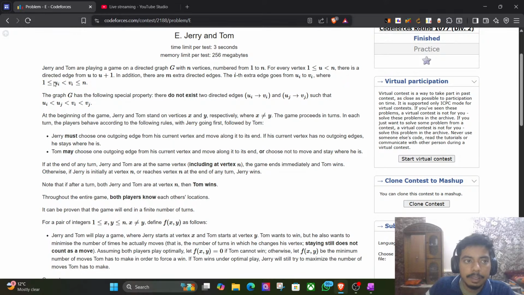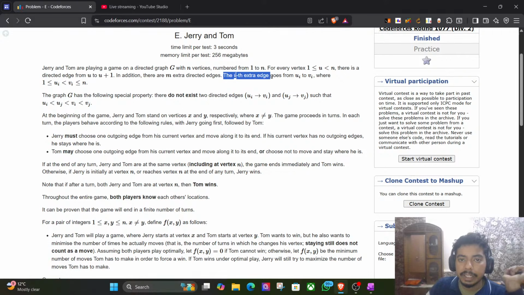In this problem, you are given that Jerry and Tom are playing a game on a directed graph G with n vertices, numbered from 1 to n. For every vertex u from 1 to n-1, there is a directed edge between u and u+1, which means there is an edge from 1 to 2, 2 to 3, 3 to 4, and so on. In addition, there are m extra edges.